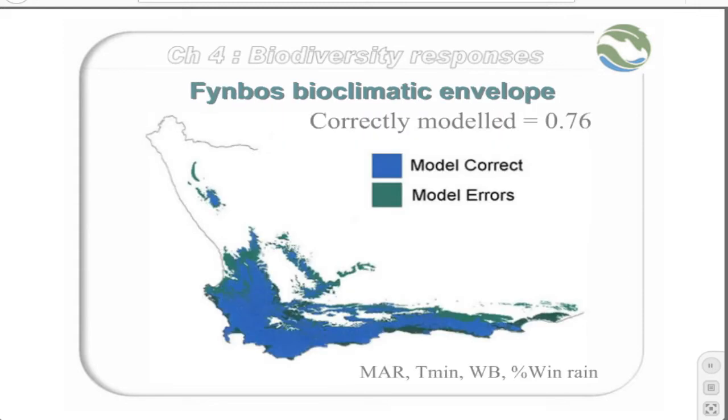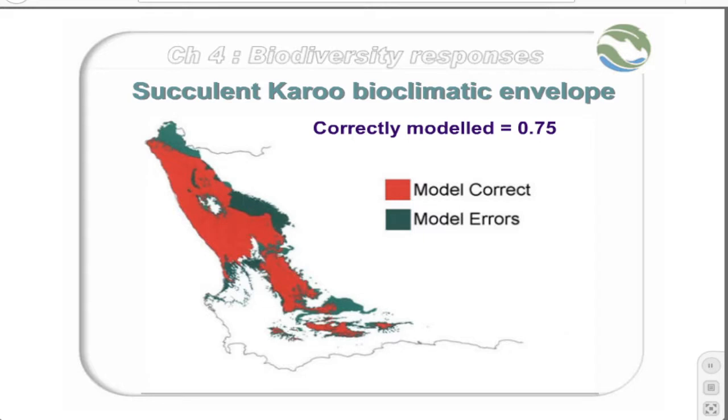This map just reveals the efficiency of this modeling method with respect to modeling the fynbos biome, and shows simply where the model is correct in blue and where the model overpredicts and underpredicts relative to where the biome actually occurs. This model is very, very straightforward and uses simple aspects of climate such as mean annual rainfall, minimum temperature of the coldest month, an index of water balance, and the proportion of winter rain. So a very, very straightforward way of constructing a model like this. And we did the same thing for the succulent Karoo biome and got a very similar level of performance from the modeling method.